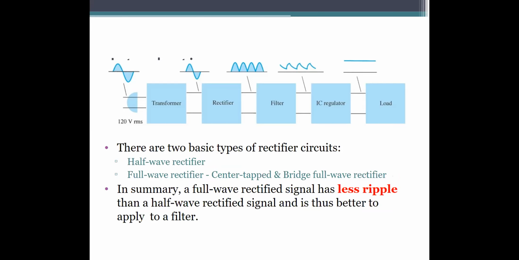There are two basic types of rectifier circuits. It may be half wave, it may be full wave. Again, full wave rectifier can be center tapped or bridge full wave rectifier. A full wave rectified signal has less ripple than a half wave rectified signal and is thus better to apply to a filter.